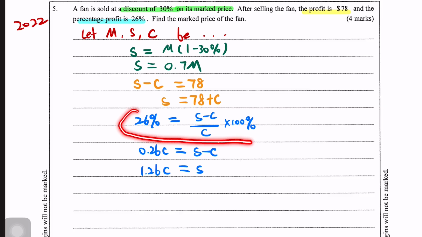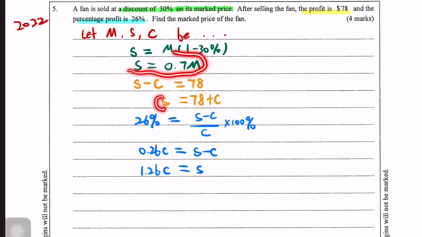And then we write the profit percentage formula, and then we simplify it. Move this one to the side, 0.26. If you don't know how to calculate, use the calculator to help, okay? And then times the c to the side, and then plus the c to the side, you will have 1.26c equals s. So now we have 3 equations here. All of these 3 equations have s as the subject, right? Now we need to find the mark price, okay?